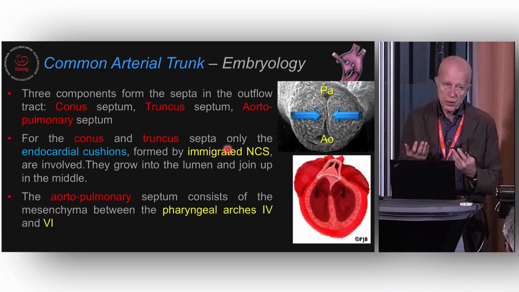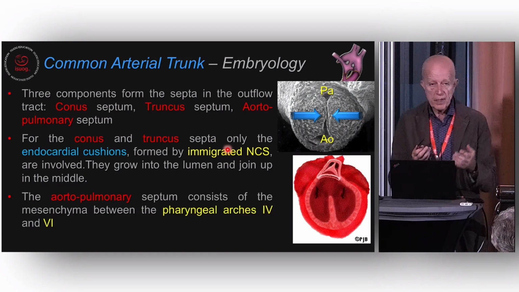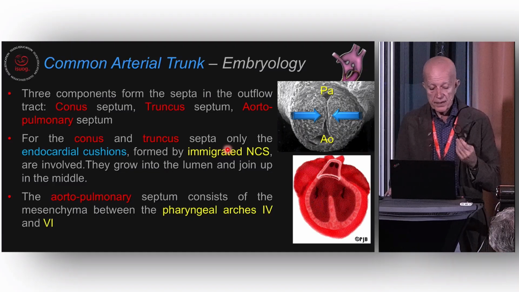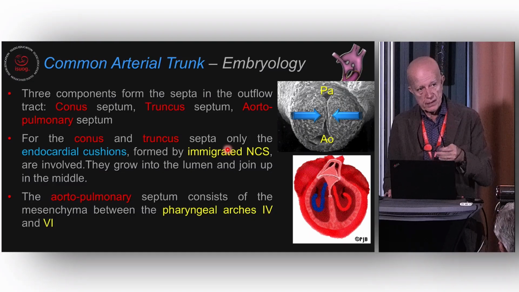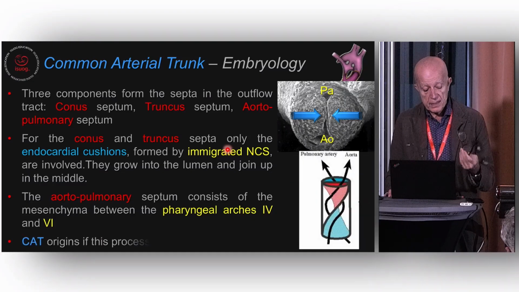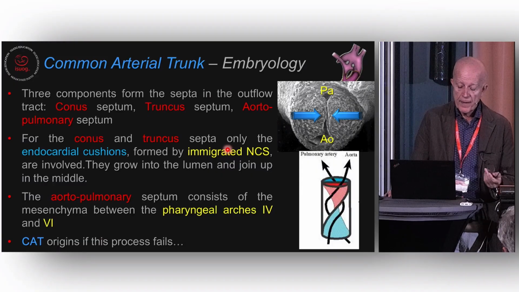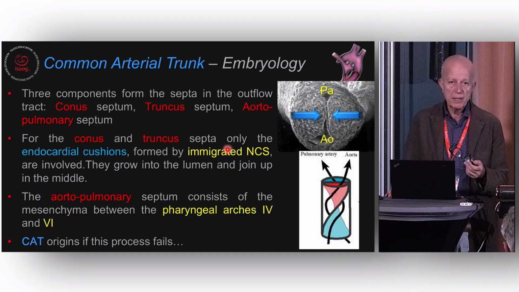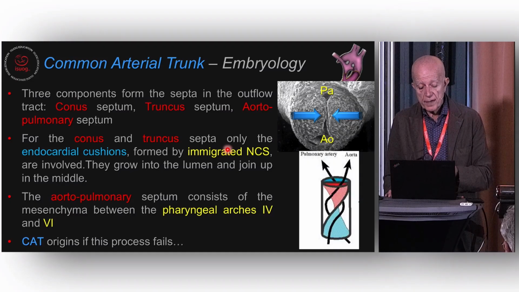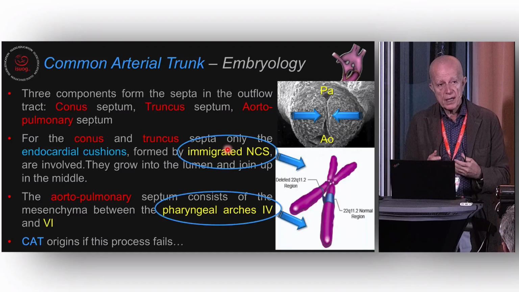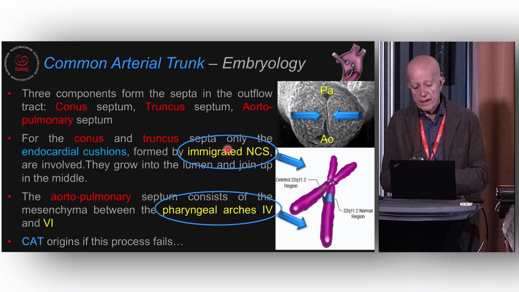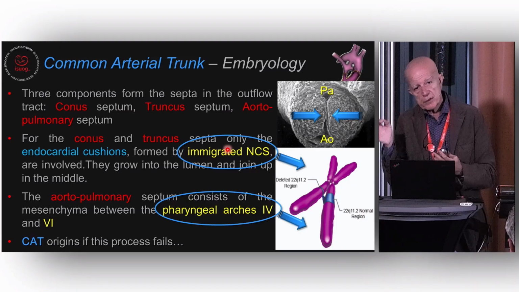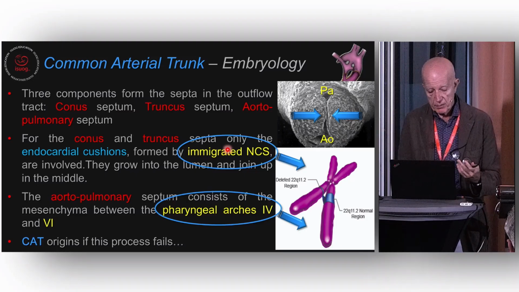And at the same time, the third component of the septum is made up from cells of the original pharyngeal arches 4 and 6. And if any of these phases of the cardiac development fails, you have a common arterial trunk. And another issue that explains the significant relationship with the microdeletion 22q11 is the fact that both these populations of cells are arrested in their migration in case of this kind of microdeletion. And this is the key element that links the microdeletion to this type of cardiac abnormalities.